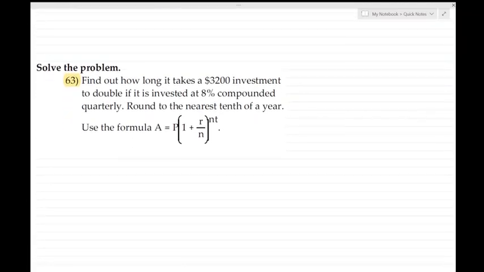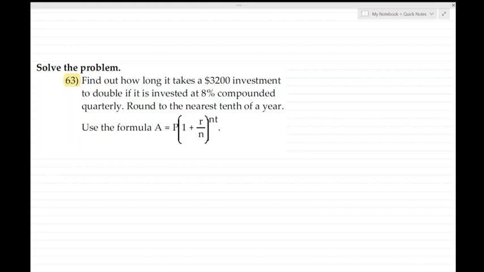Okay, we're getting into figuring out how long it will take for something to grow, like in this case, the interest formula. So find out how long it takes a $3,200 investment to double if it is invested at 8% compounded quarterly. Round to the nearest tenth of a year. And we're told to use that formula.